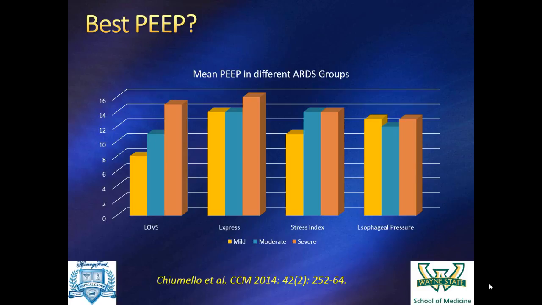It doesn't correlate as linearly with mild, moderate, and severe. Stress index the same way. It's dependent on what you see at the bedside, and then you can use an esophageal Doppler. But again, that tends to do more with compliance than it does with oxygenation. So which of these is better?